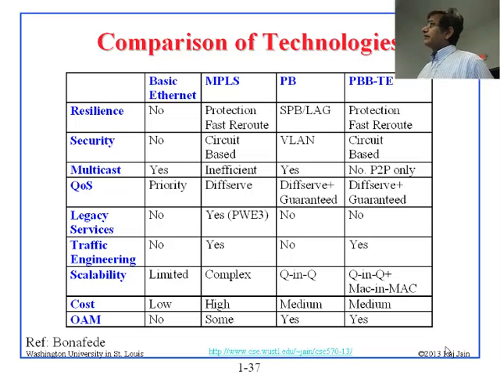Traffic engineering: no, yes, you can see, means guarantees. This is basically related to QoS. And then scalability: only 4,000 VLANs. Here it is complex. Here it is Q-in-Q. Here Q-in-Q and MAC-in-MAC, so you can really make big Ethernet networks. Cost is very low. It is medium here. OAM: there is no OAM in the original Ethernet, and there is good OAM here. All right. So you can see how the technology has evolved to provide everything that the carriers wanted.